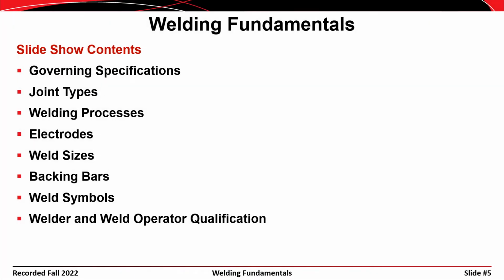So in this slideshow, what we're going to do is cover first the governing specifications. I'll focus mostly on the AWS D1.1 specification, talk about joint types, welding processes, electrodes, weld sizes, backing bars, weld symbols, and then we'll conclude with a discussion of welder and weld operator qualifications.